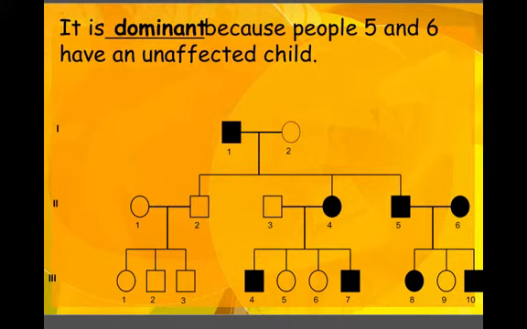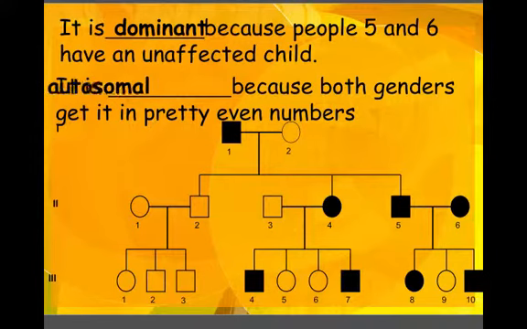So it's dominant because 5 and 6 are both affected, but they have an unaffected child. In other words, they're both heterozygous and have produced a child who is homozygous recessive. It's autosomal because both genders get it pretty evenly.